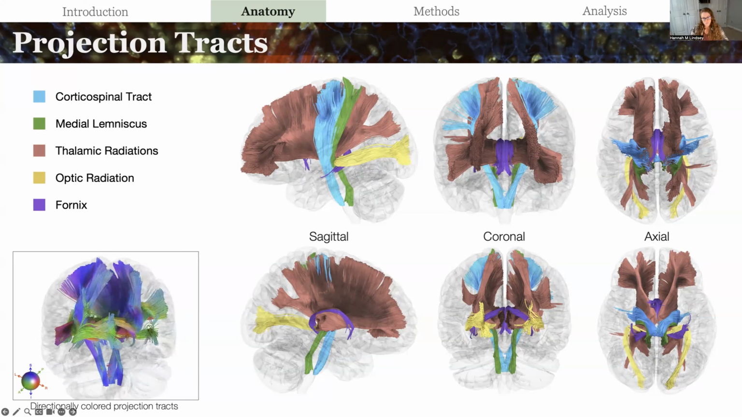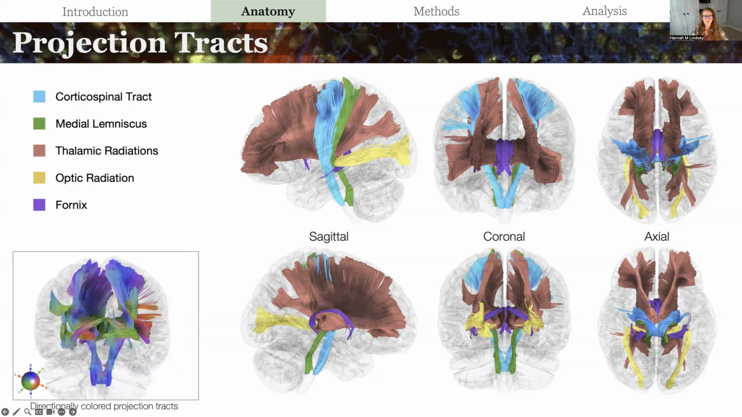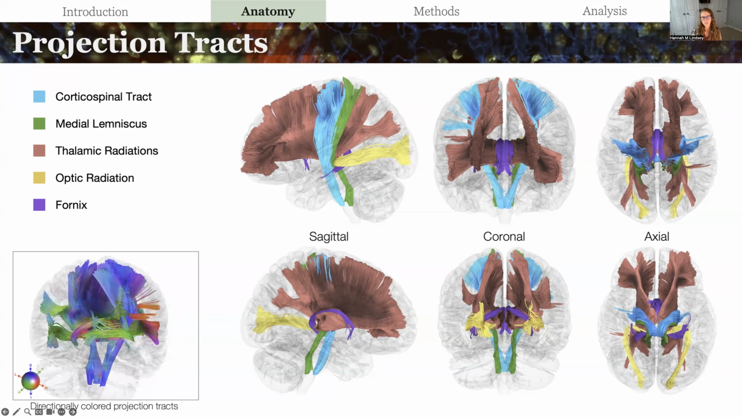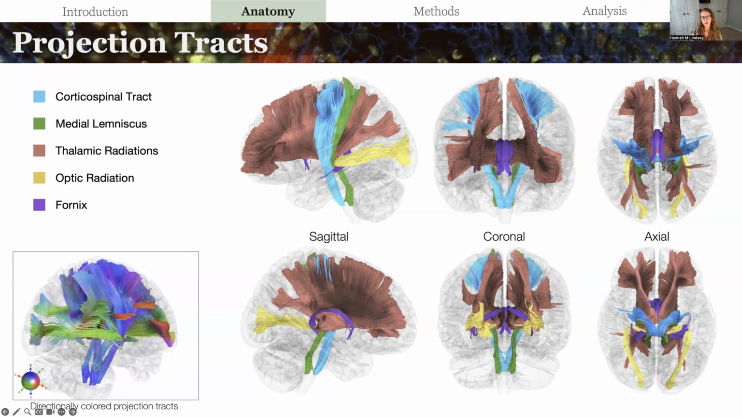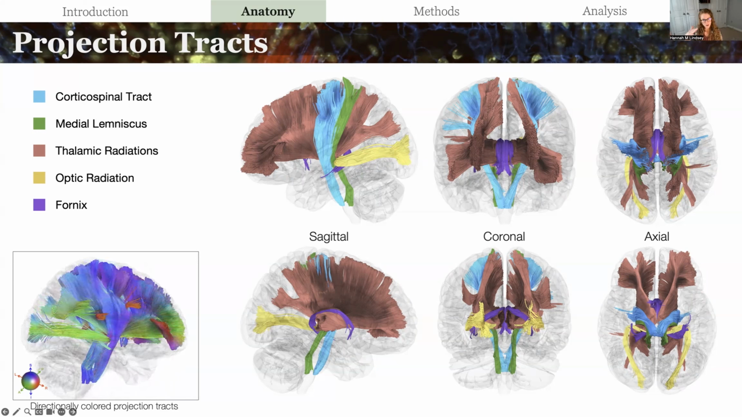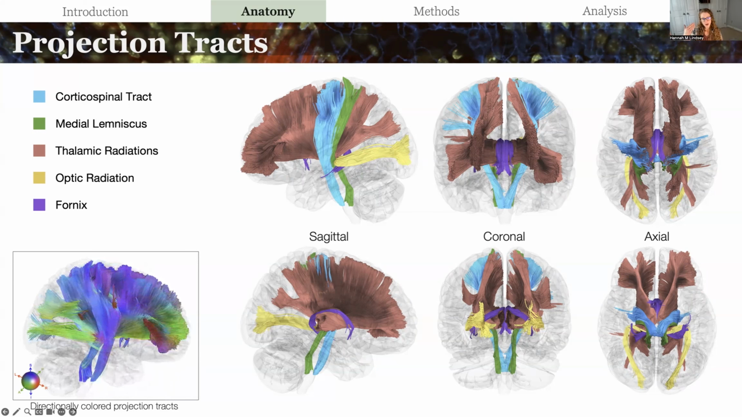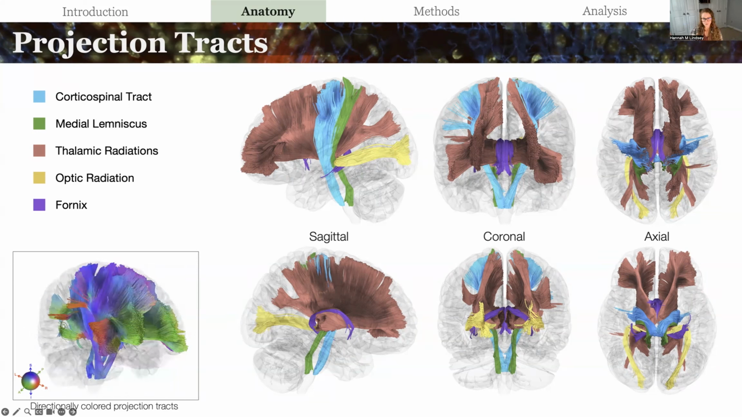So it is technically part of the thalamic radiations, but it's often studied independently because of its unique organization and key role in visual perception. It's organized in such a way that the fibers carrying information from the superior or top part of the visual field of the retina travel along the inferior aspect of the radiation, and information from the lower half of the visual field travels along the superior aspect of the radiation.